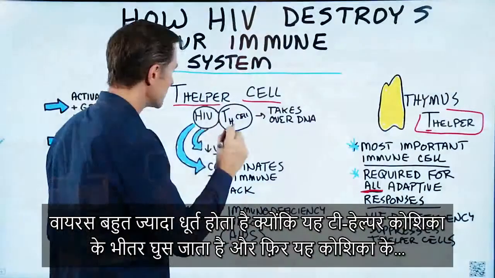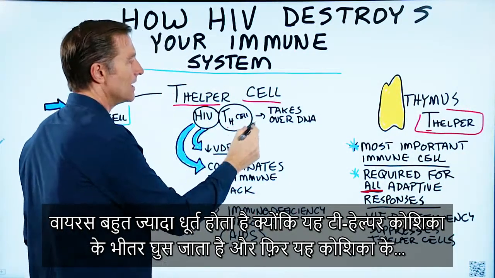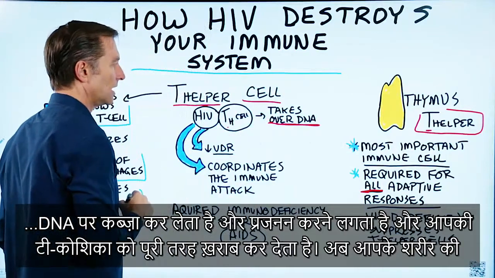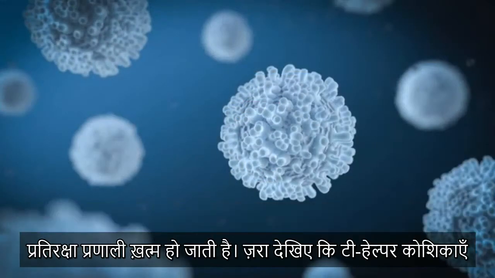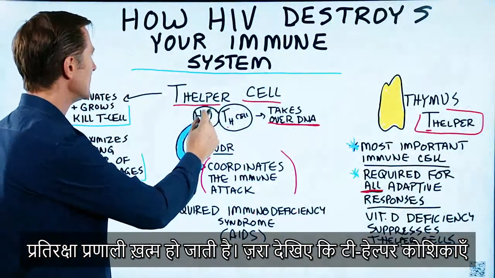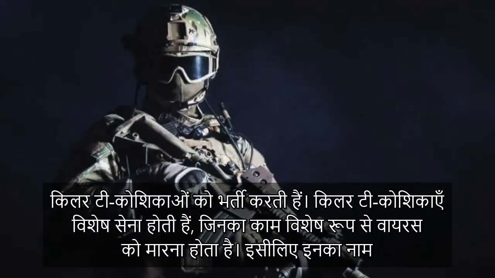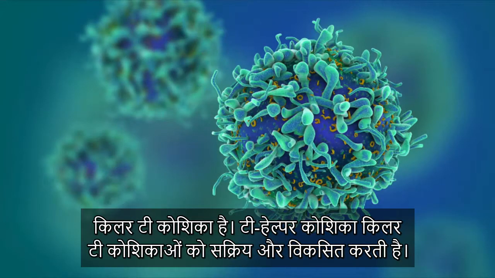HIV virus is very sneaky because it fuses with the T helper cell, and then it starts taking over the DNA and it starts reproducing, leaving your T cells completely wiped out. Basically, you don't have much of an immune system anymore. Now, if you think about it, the T helper cells are recruiting killer T cells, which are your special forces that are dedicated to killing viruses. Thus the word killer T cells.